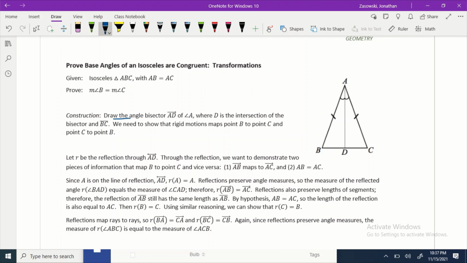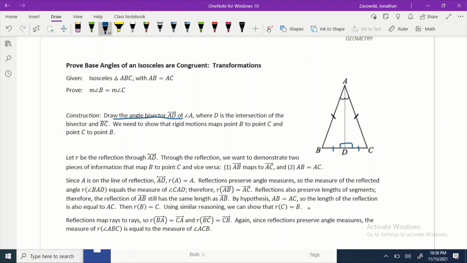So we're just going to construct the bisector of angle A, and this is also going to become the perpendicular bisector of DC. So if we do a reflection over that line, this point B would map onto C, D would map onto itself, and this angle, BAD and CAD, would map onto each other. And so we'd know that this triangle is congruent because all the sides and angles are mapping onto each other.